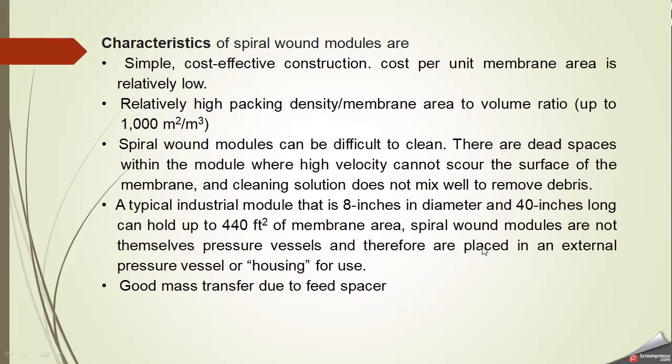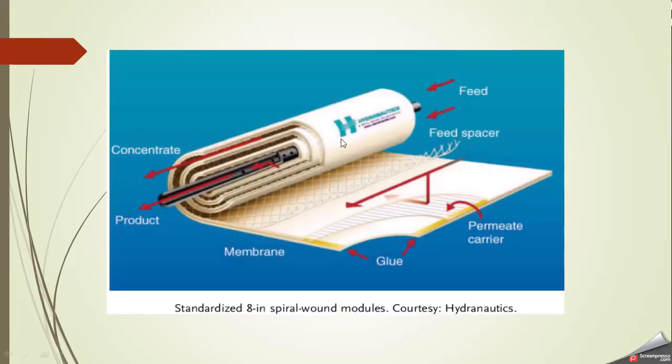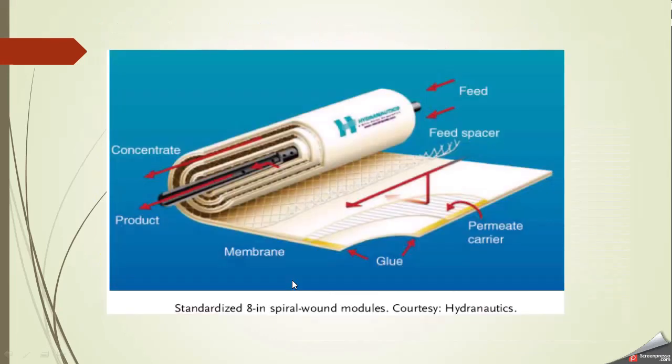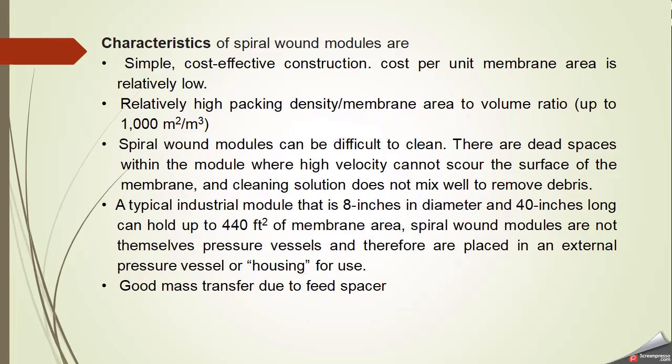Spiral wound modules are not themselves pressure vessels. These membranes are not pressure vessels, so they are placed in a module, which is also called a pressure vessel, housing, or whatever name. Like in this case, this is not a pressure vessel, but this external body, which is now written down, is the pressure vessel module, and there is good mass transfer due to these feed spacers.